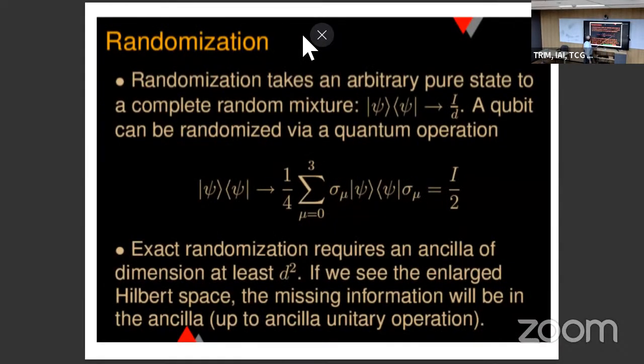Okay, here is one simple example, so-called quantum state randomization. This has a lot of application in quantum communication and also quantum information. Randomization is a physical process which essentially takes an arbitrary pure state to a completely random state I by d. For example, if you have a single qubit, like alpha 0 plus beta 1, and you apply the Pauli matrices along with the identity with equal probability 1/4, you will end up with I by 2. This is your randomizing channel.